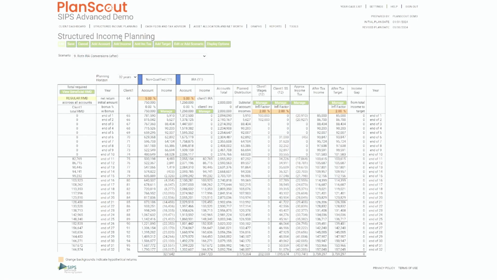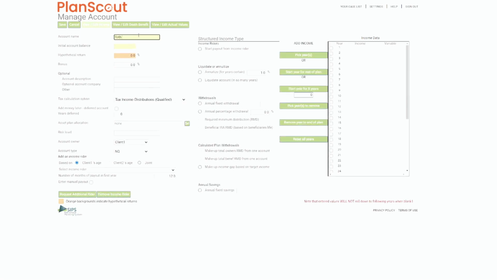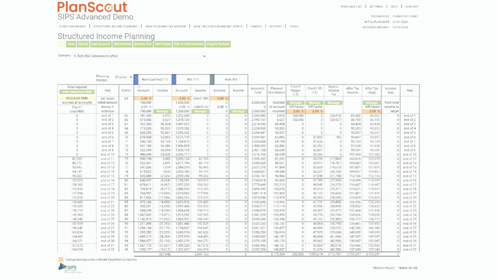The first thing that we need to do from here is add an account. So we're going to create our Roth IRA. We're going to leave the account balance blank because we don't have anything in here yet. We can set our hypothetical return. I want to make sure my tax calculation option is set to do not tax Roth because we don't want any withdrawals out of this account to be treated as taxable events. And then I'm going to set the account type to Roth, and we should be good to go.